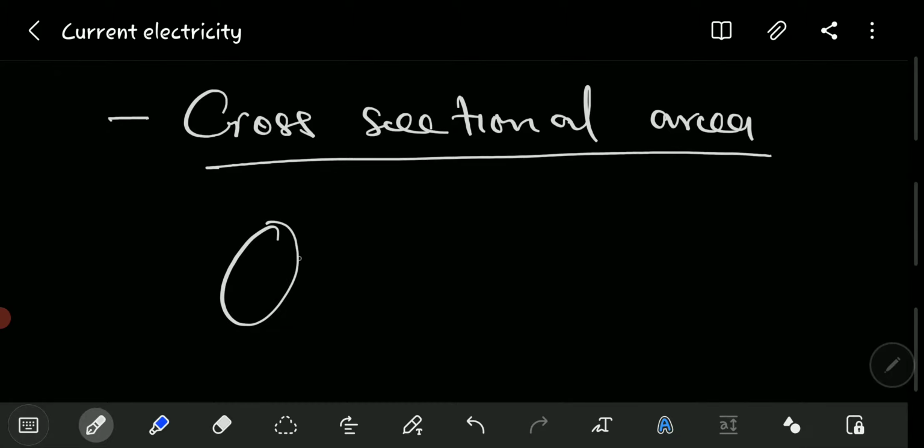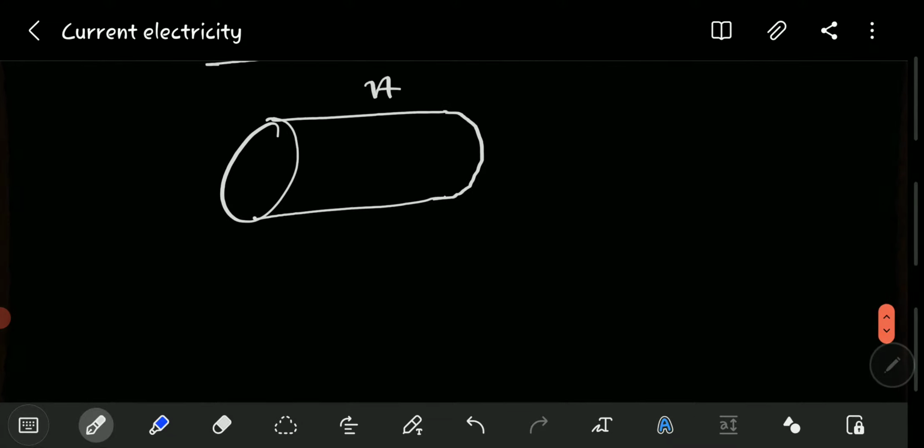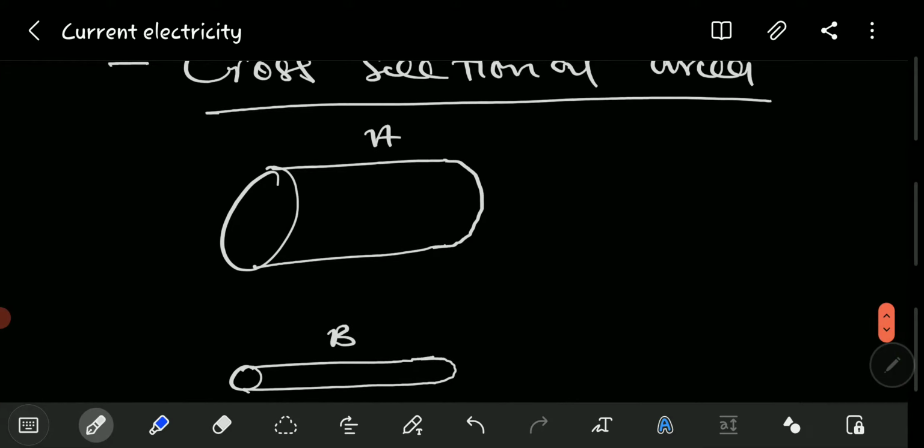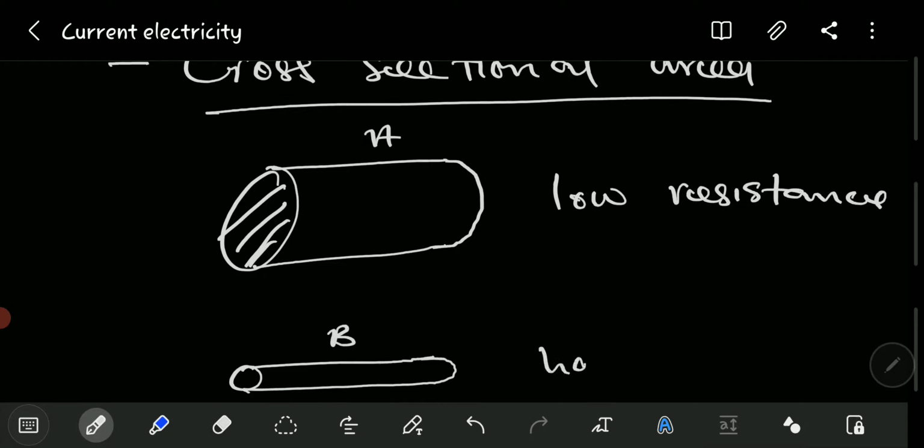So in this particular case, diagrammatically, we can have conductor A and conductor B, all of them with the same length. Okay, the length is the same. However, this one is thicker than this one. So this thick one has got low resistance. This one has high resistance.